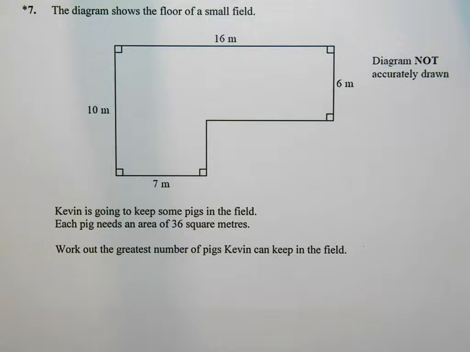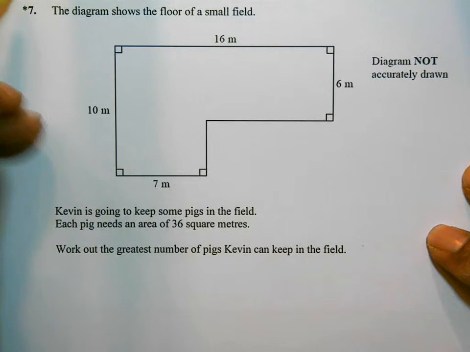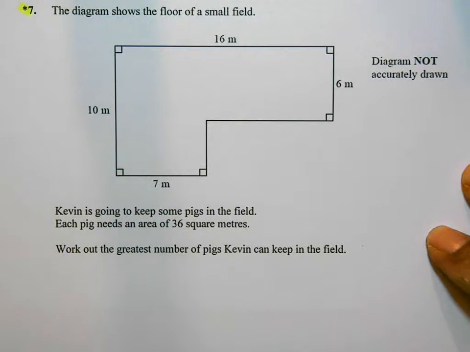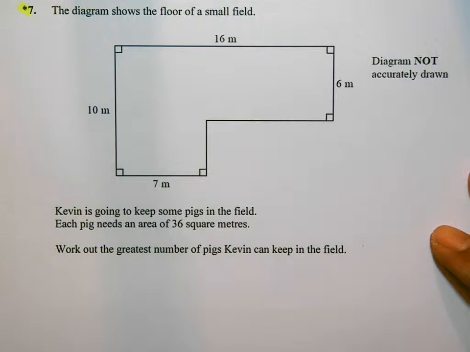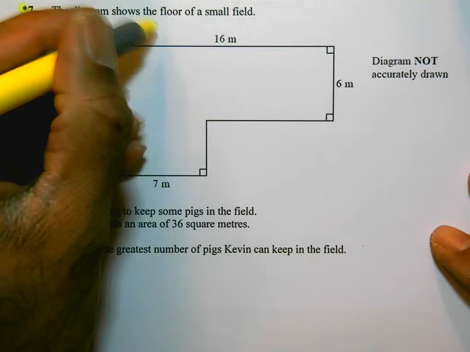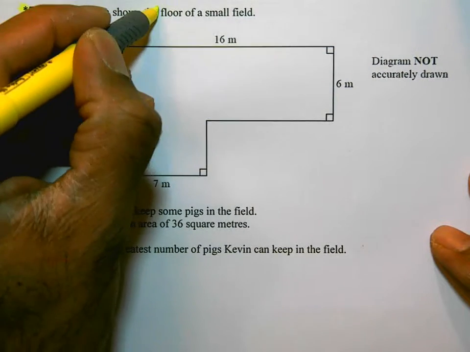This is question number 7 in the June 2014 non-calculator paper. The first thing I need to draw your attention to is the fact that there's a star next to the question number. So they require us to write a sentence answer, and there's quality of written communication marks available in this question.